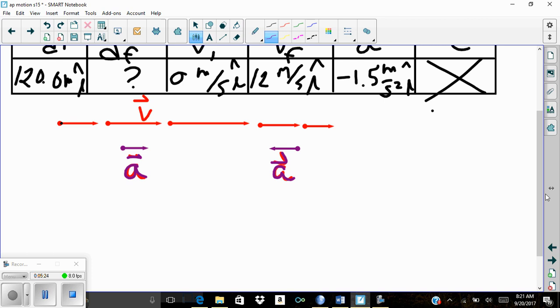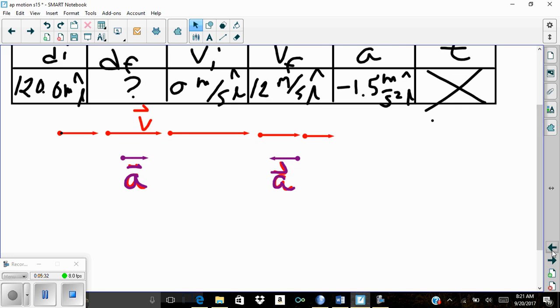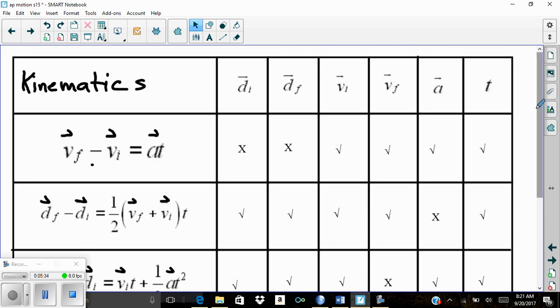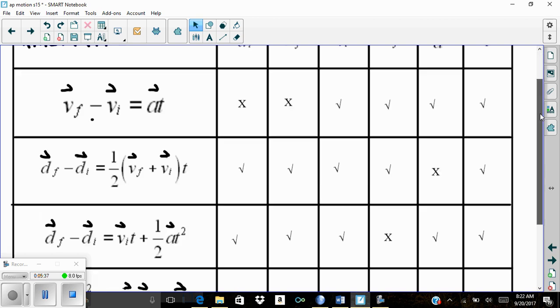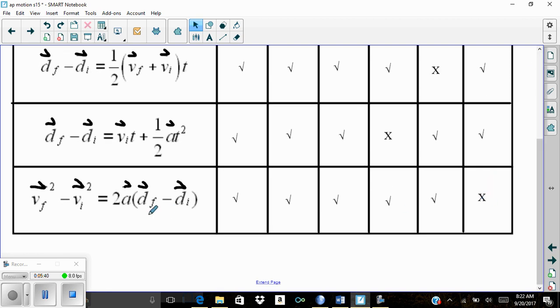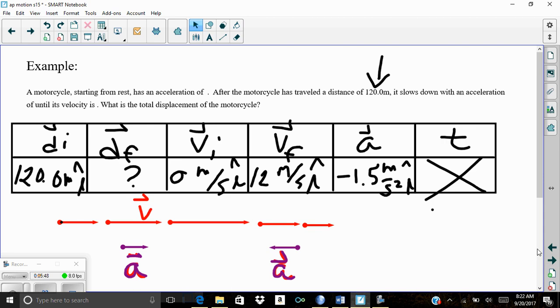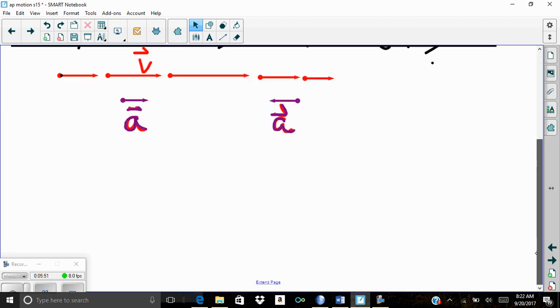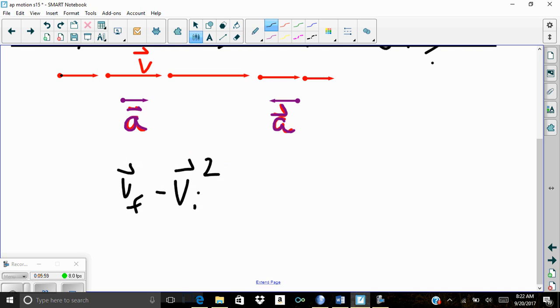Okay, so I'm looking at the problem and I see that I have no time. So I'm going to go to my trusty equation card. I'm going to go down the T column until I see an X right here, and this is the equation I'm going to use. Let's go back to the problem, and I'm going to write that out. I have V final squared minus V initial squared is equal to 2A delta D.